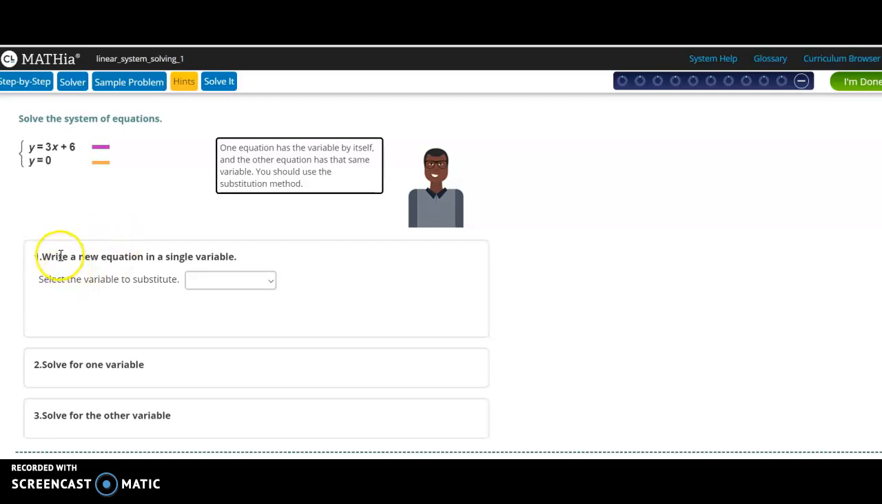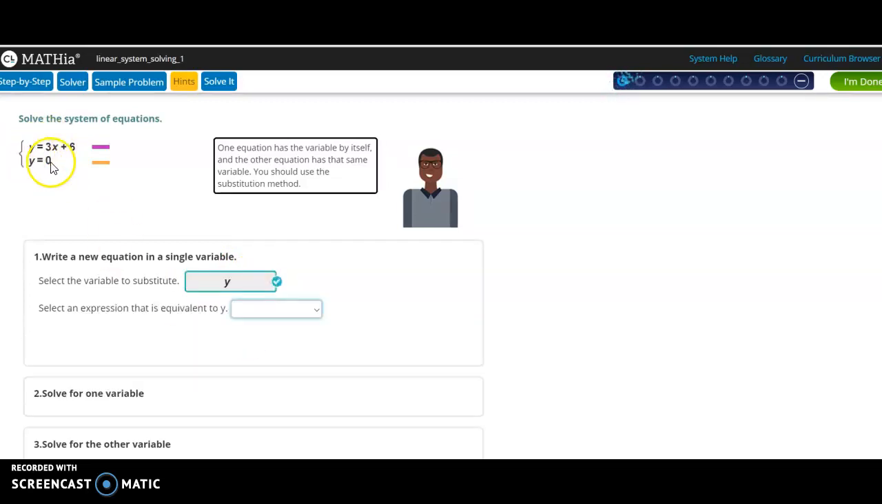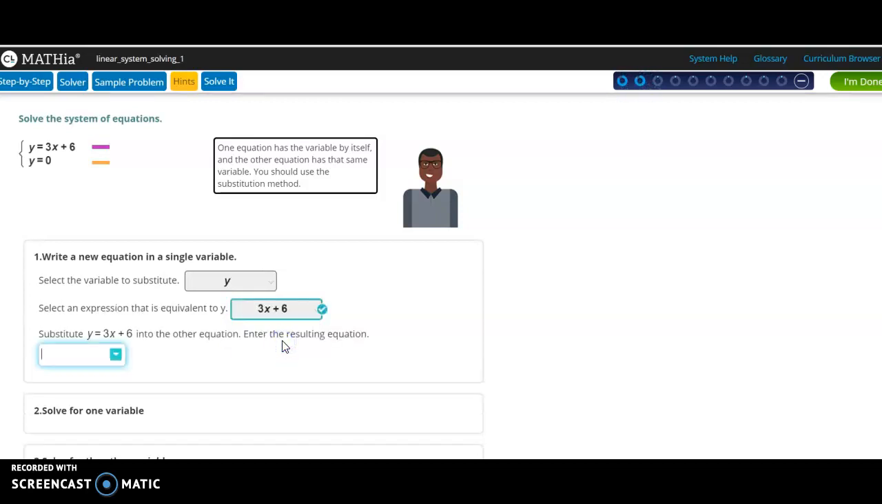So first question, write a new equation in a single variable. So we're looking at which one of these has a variable isolated. Well, they both do. So therefore, we're going to be substituting because we know what y equals. Select an expression that is equivalent to y. Well, both of them actually are, so it shouldn't matter which one you choose. You could have chosen the other one.